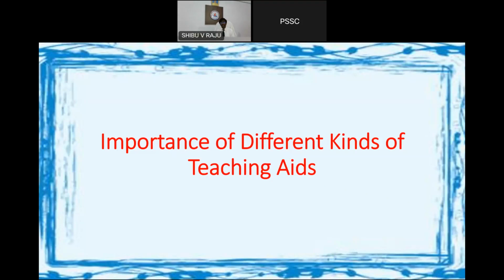In fact, it is not a new topic or new idea that I am going to say. All of us are teachers. All of us are aware of the different teaching aids that we can use in the class. How far are we making it practical? That may be a question: how far am I making practical use of those teaching aids which I am aware of?